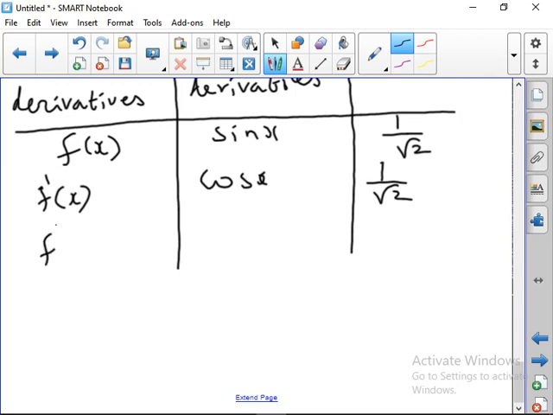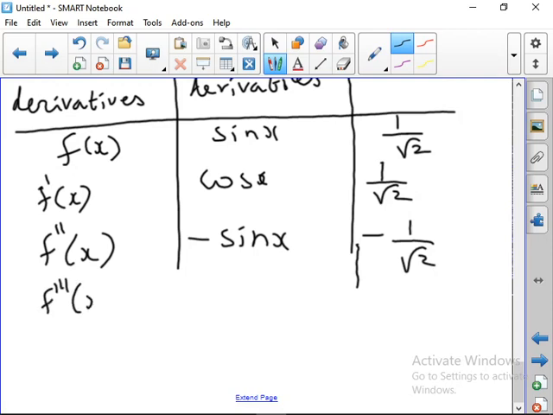Then f double dash of x is minus sin x, and so we get minus 1 by root 2. Then f triple dash of x. So what is it? Minus cos x, which will be minus 1 by root 2.